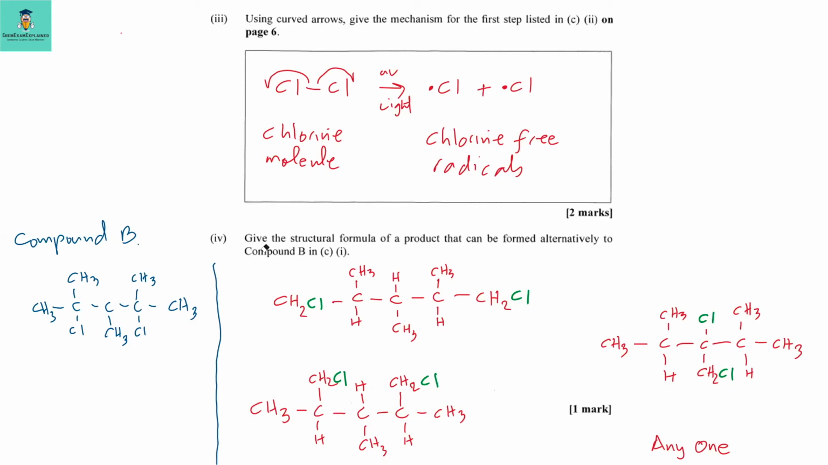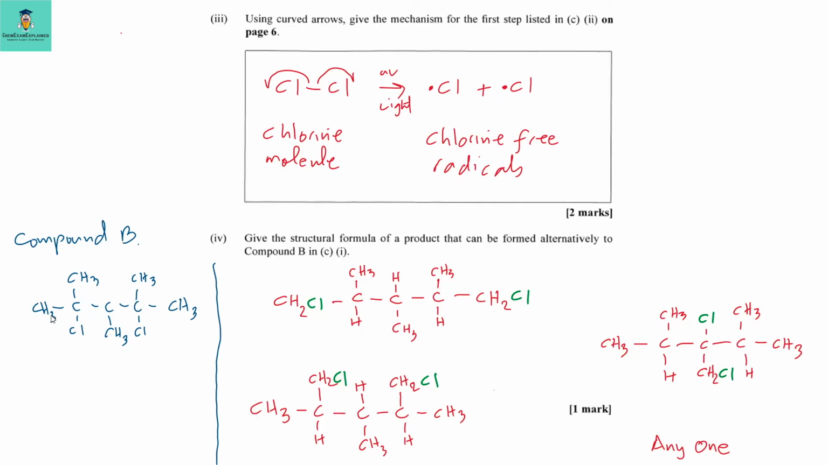Part 4. Give the structural formula of a product that can be formed alternatively to the compound B in part 1. If you recall, our compound B, where our halogen alkane adds Cl at this carbon, the second carbon, and the fourth carbon. So that's 1, 2, 3, 4. So the second carbon and the fourth carbon.